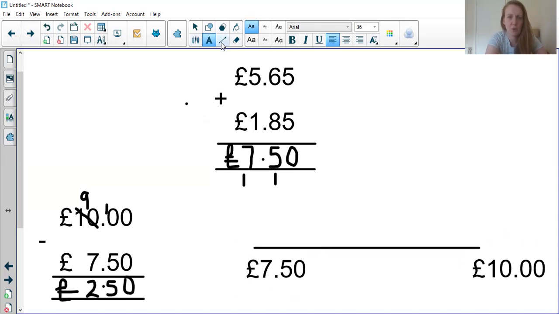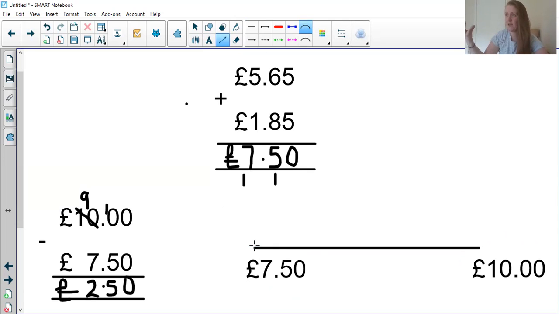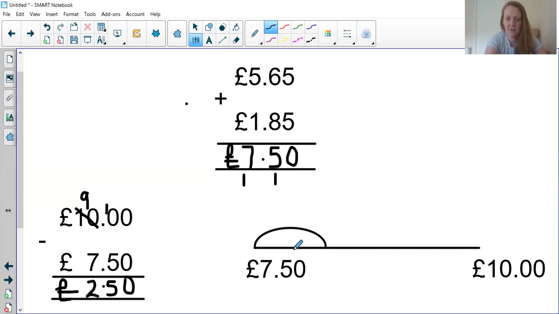I'm now going to make a little jump. So I'm going to jump here from £7.50, and I want to go to the next full pound. We know the next full pound is £8 here. So how much did I have to do to get to there? Well, I had to add 50p to get to there. £7.50, add another 50p. Got me to £8.